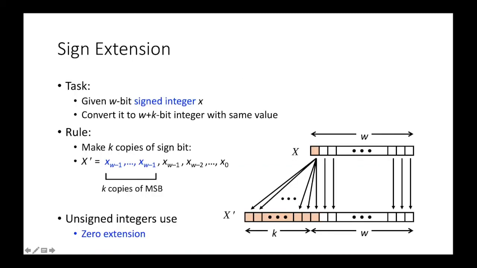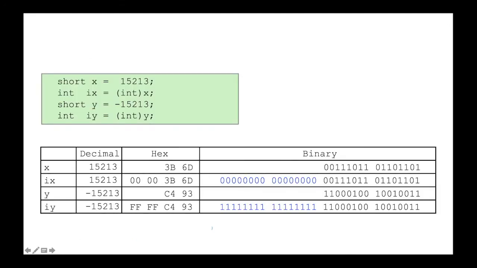Let's talk about sign extension versus zero extension. For signed integers, we use sign extension to retain the same value when we convert it to a bigger data type. Sign extension is simply making copies of the sign bit to fill extra bits on the left. Unsigned integers use zero extension to retain the same value. Zero extension is to simply fill extra bits with zeros.